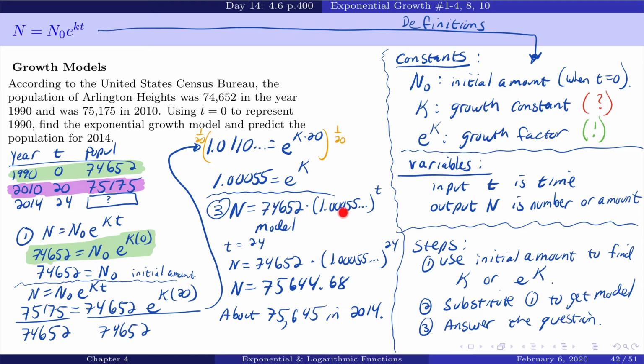N0 is right there, e to the k is right here, and t and N are the 2 variables. The question said, find the population when t is 24. So I changed the t into 24. Do the exponential number first, multiply, and there's our answer. We predict the population is roughly 75,645 in the year 2014.